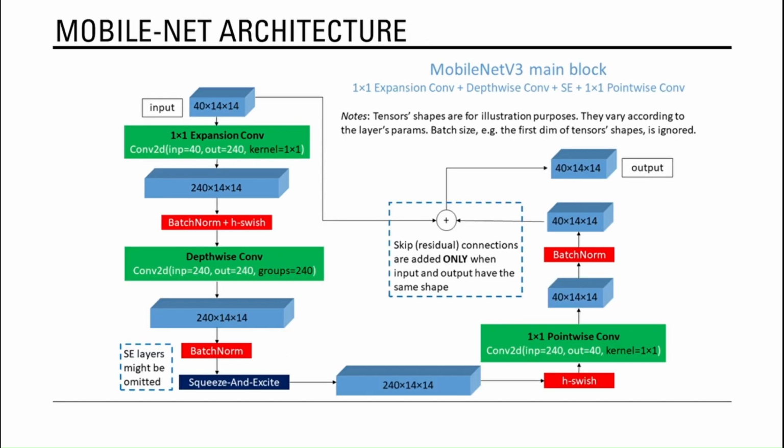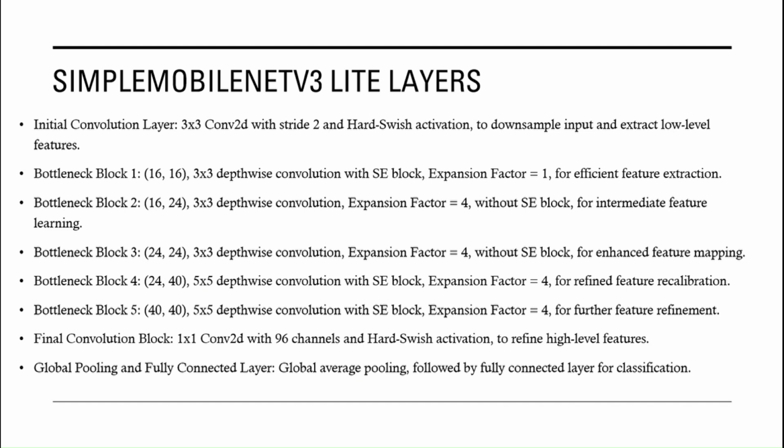This is the generalized MobileNet architecture, and this is our customized model. The simple MobileNetV3 Lite model is designed to be lightweight. Selective optimizations, including hard swish activation and squeeze excitation SE blocks, are used. It contains the following layers as bulleted. Initial convolution layer, a 3x3 convolution with a stride of 2 and padding of 1, followed by batch normalization and hard swish activation function.